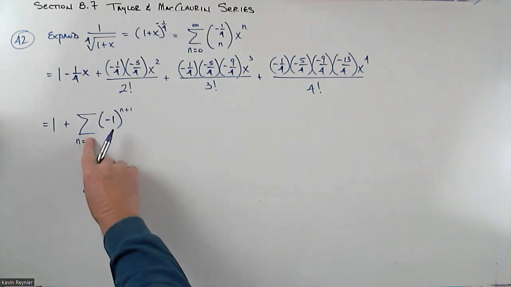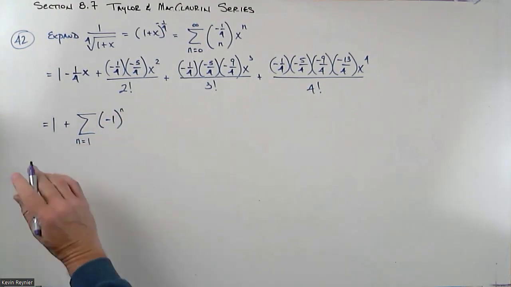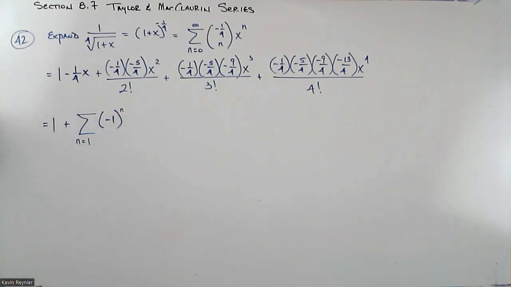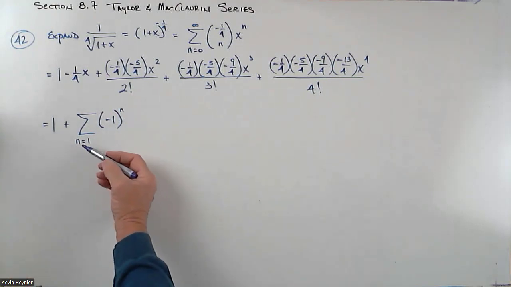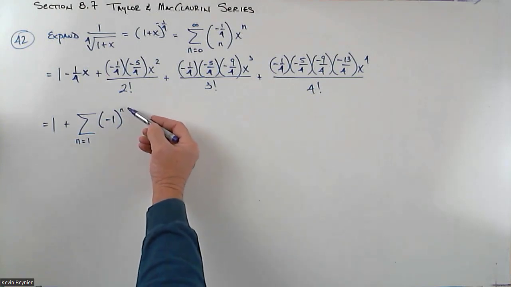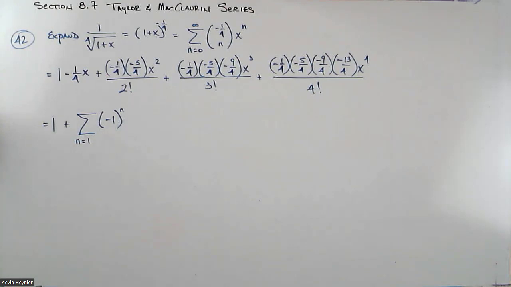But maybe it's better if we start at 1. I mean, let's just see as we go through. I don't know. I haven't done this yet. But as we go through, is it going to be better to have a 0 here and an n plus 1 up there? Or is it better we have a 1 here? And I don't know. We're just going to try. Okay, we're going to try.